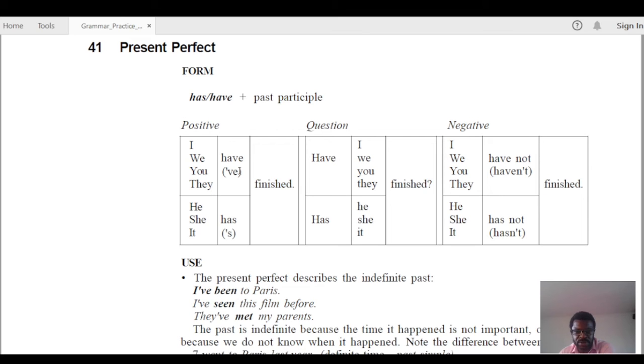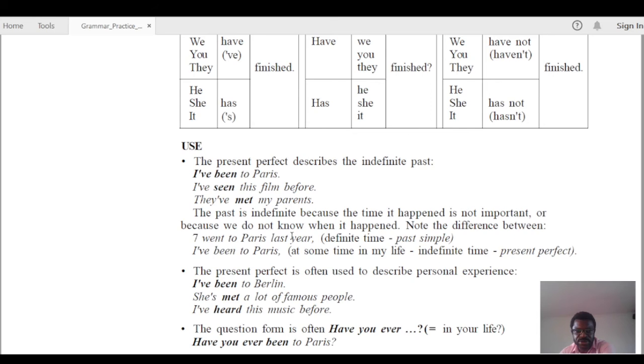Okay, then if it is a question, you have to start the question with your auxiliary, which is have: have I, have we, have you, have they finished. And if it is a negative sentence, then we're going to say I haven't or I have not, we haven't or we have not, you have not, they haven't or they have not finished. He, she, it always has not, or hasn't, for negative, but for positive, he, she, it has. Okay? So let's look at the usage.